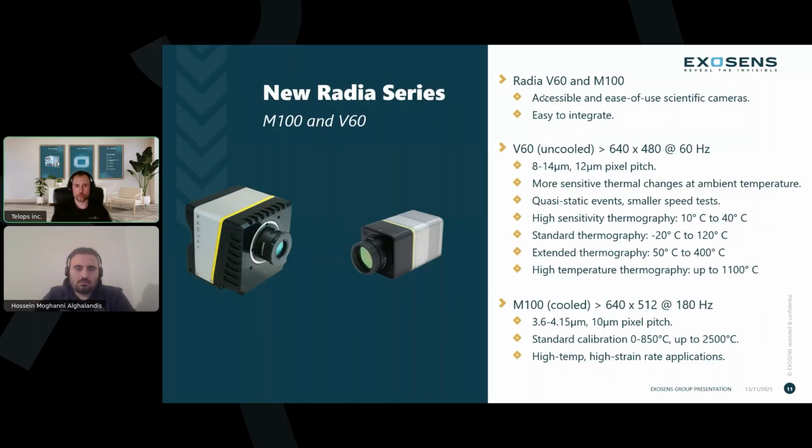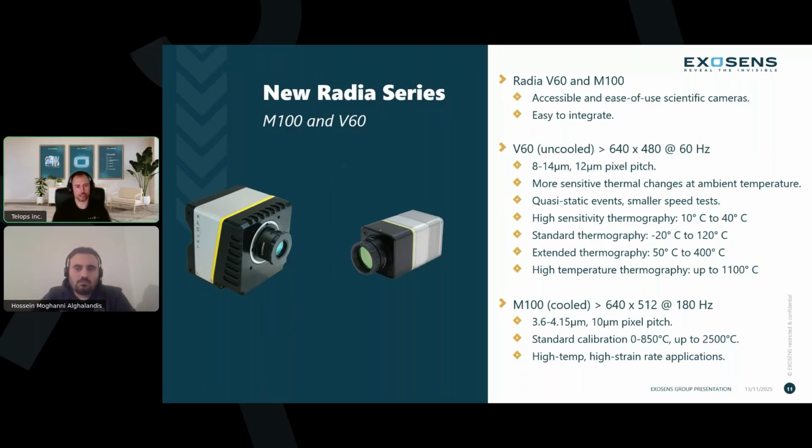Okay, next we will move on to our new Radia series cameras. These are the Radia V60 and the Radia M100. We consider these to be more of an accessible and easy-to-use scientific camera. They're easy to integrate because of their low size, weight, and power.